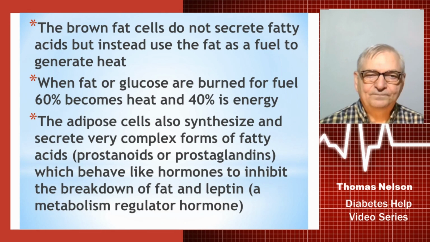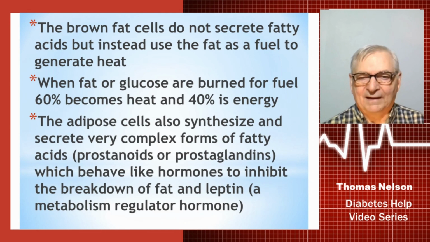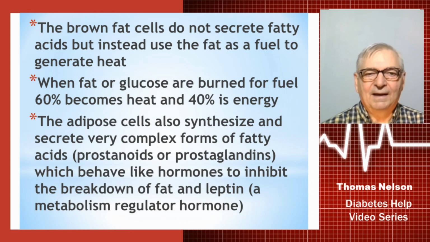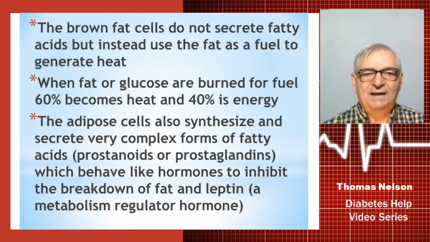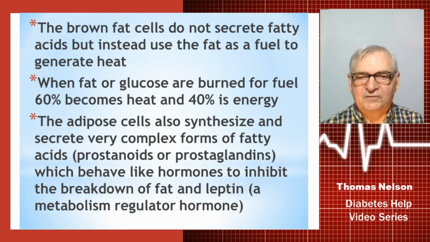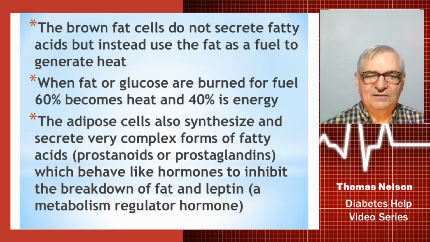So the brown cells do not secrete fatty acids like the white fat cells, but instead they use the fat as a fuel just to generate heat, as I said earlier. So when fat or glucose are burned for fuel, 60% of that combustion becomes heat, and 40% becomes energy. The energy is used to power the cell. The adipose cells also synthesize and secrete very complex forms of fatty acids. Those behave like hormones, and they inhibit the breakdown of fat and leptin, which is a metabolism regulator hormone.